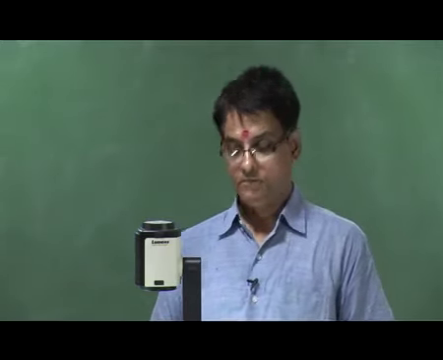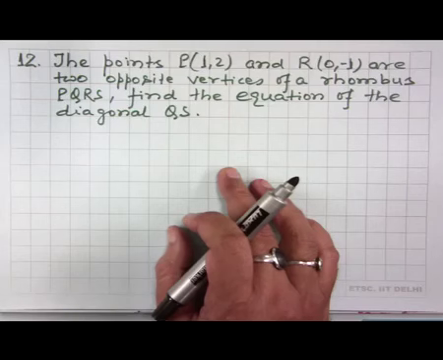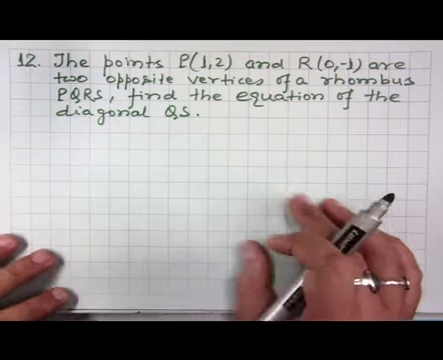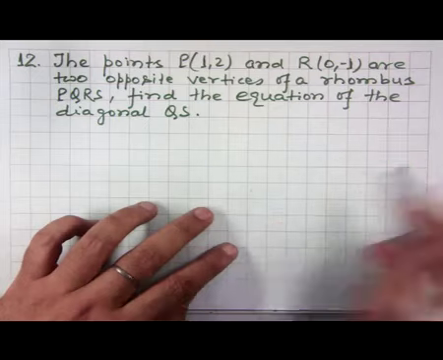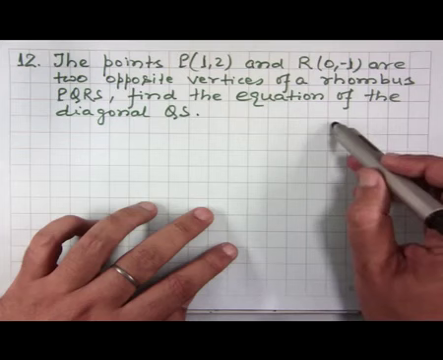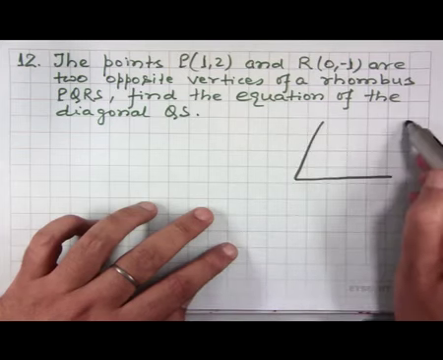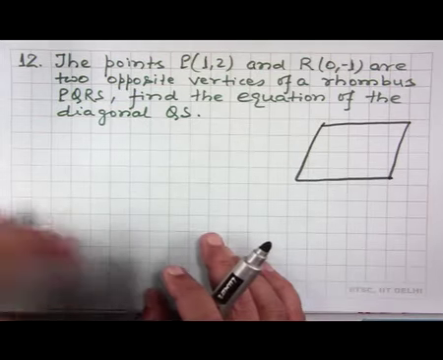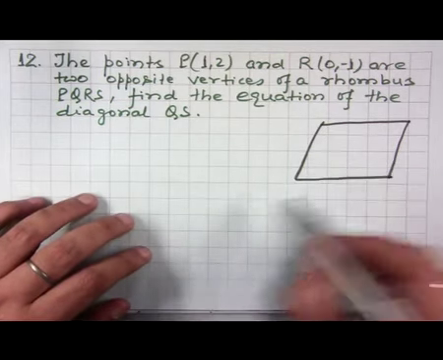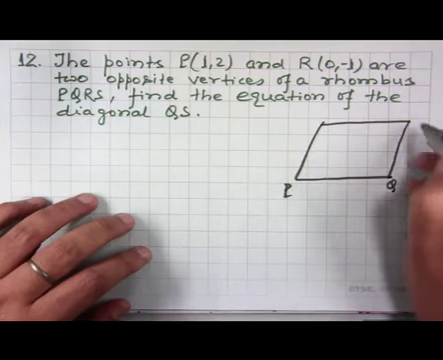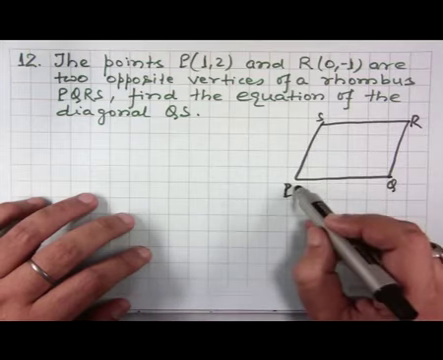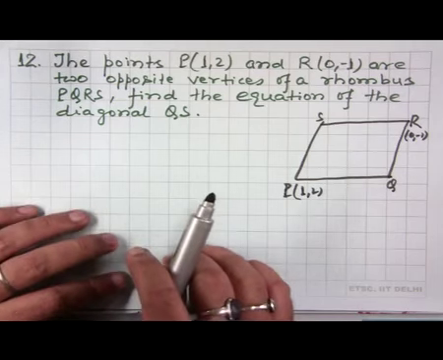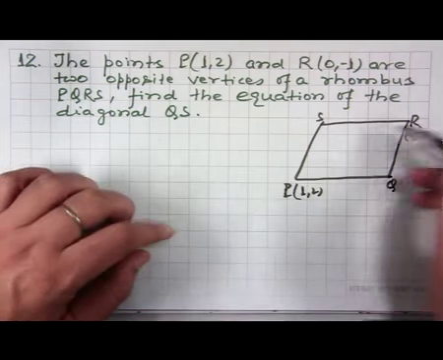Now another problem. P(1, 2) and R(0, minus 1) are the two opposite vertices of rhombus PQRS. Find the equation of the diagonal QS. So only two vertices of the rhombus are given. A rhombus is a parallelogram whose all the sides are equal. Now we are given P, Q, R, S, with P(1, 2) and R(0, minus 1), and we have to find the equation of diagonal QS.